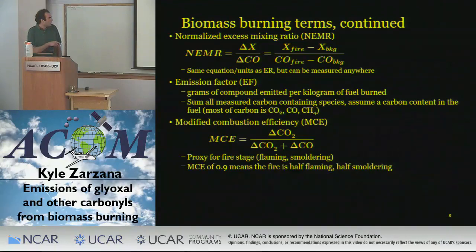And the last term is the modified combustion efficiency, or MCE. And this is a proxy for fire stage, whether the fire is flaming or just smoldering. And the MCE is just background corrected CO2 divided by background corrected CO2 plus background corrected CO. And an MCE of 0.9 means the fire is about half flaming and half smoldering. And an MCE of 1 means you have a purely flaming fire.